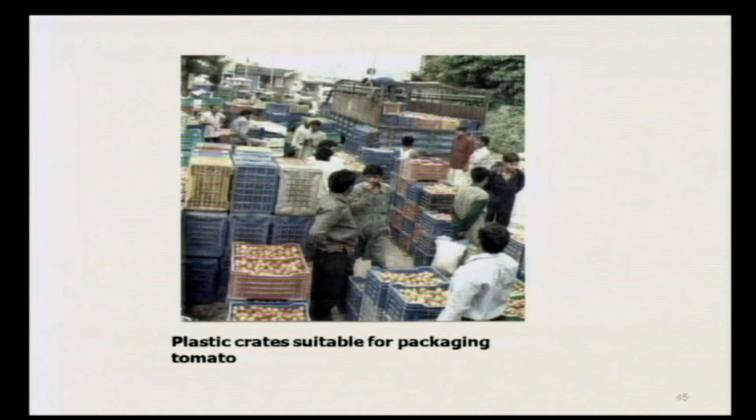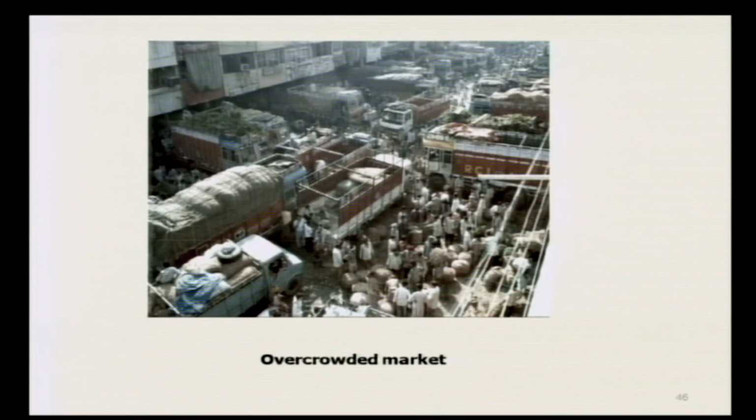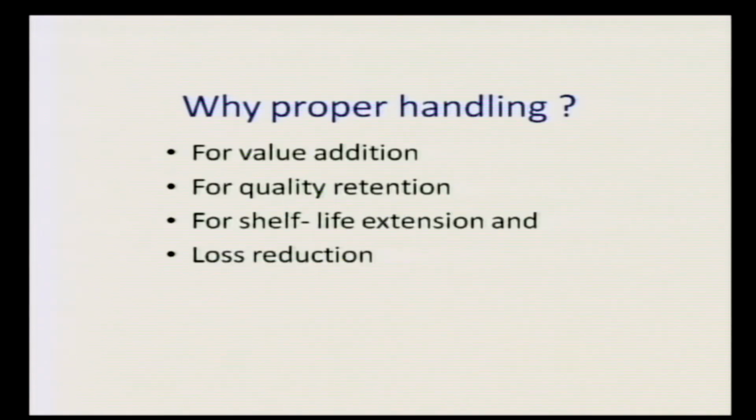Nowadays, plastic crates which are suitable for packaging tomato are being used. So this type of arrangement. Now again, an overcrowded market can lead to problems in the handling of the product. So why is there a need for proper handling? As we mentioned, they are like a small baby. Our fruit and vegetables we have to take care of, for value addition, for quality retention, for shelf-life extension and the reduction in the losses.